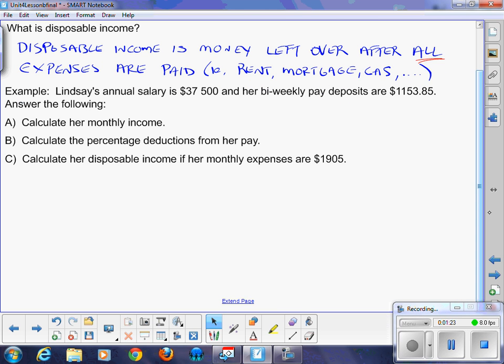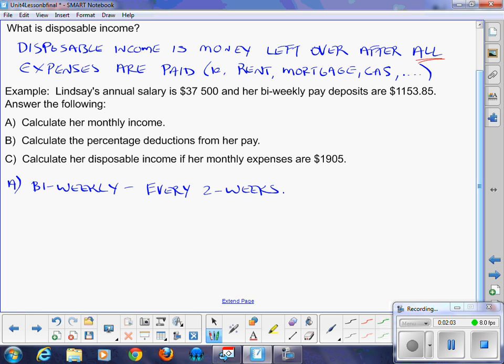So I have an example here to work through. Lindsay's annual salary is $37,500 each year, and her biweekly pay deposits are $1,153.85. So every 2 weeks she gets a paycheck for that. Calculate the following. Part A, we want to find out her monthly income. Biweekly means every 2 weeks.